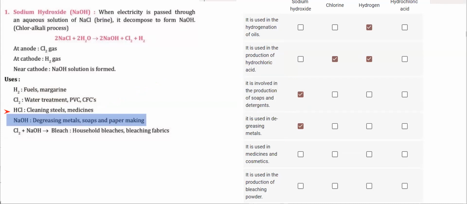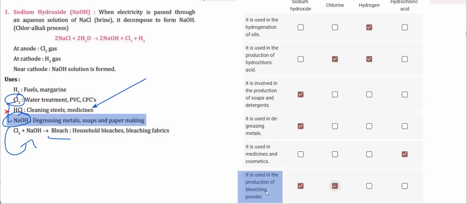The next one is, it is used in medicines and cosmetics. The one which is used in medicines and cosmetics is HCl, hydrochloric acid. Next is, it is used for production of bleaching powder. As I told you, chlorine and sodium hydroxide together react to give bleach. So we'll say the product obtained from sodium hydroxide and chlorine gives bleach.